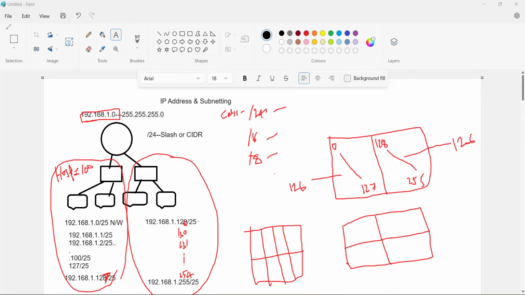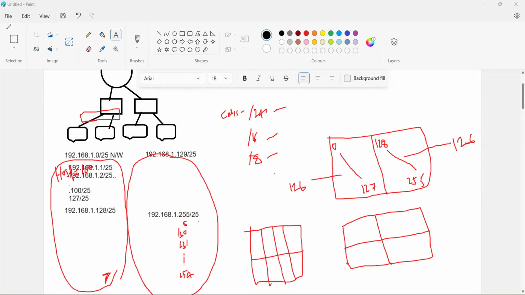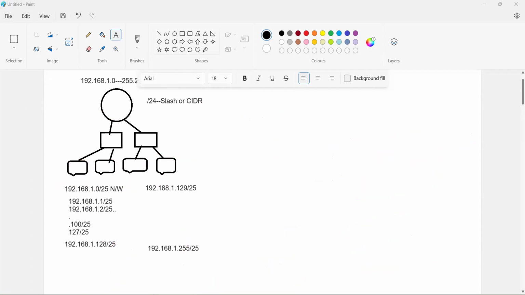Now someone is asking something. Guys, is everything clear up to here, the subnetting requirement? Can anyone tell me what the requirement for subnetting is?